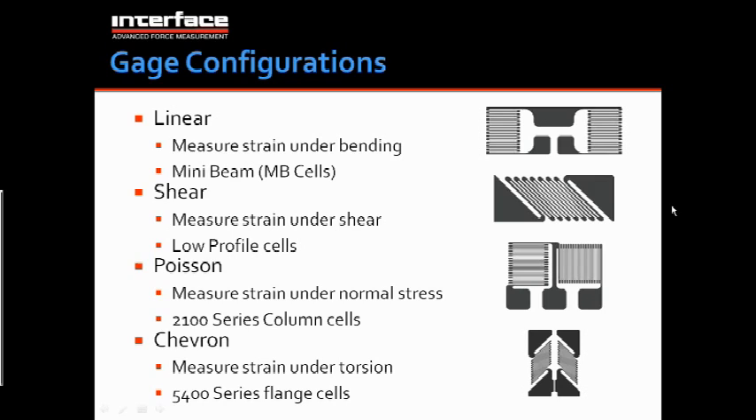The second image is that of a shear stress strain gauge. This is a type of strain gauge that we typically use for low profile load cells. The third image is that of the Poisson strain gauge, which measures strains under normal stress. These are the type of gauges that are used in the 2100 series column cells. And the last image on the bottom is that of what we refer to as a chevron type strain gauge or dual pattern. These strain gauges are used in transducer applications and are used to measure strains under torsion, and is what we typically find in a 5400 series reaction torque transducer.